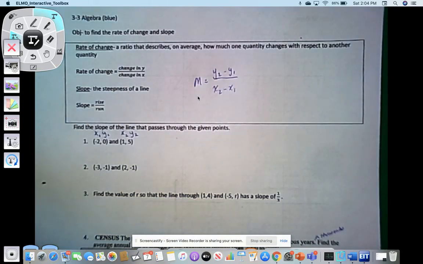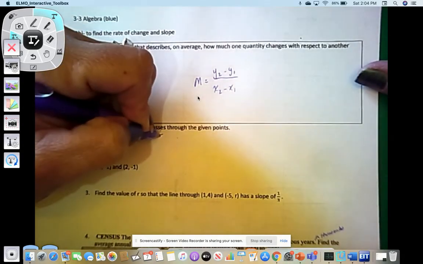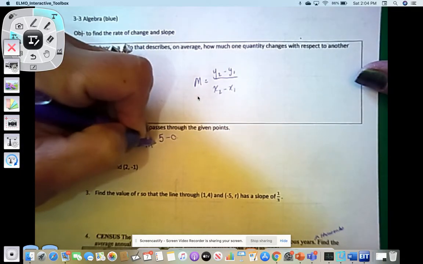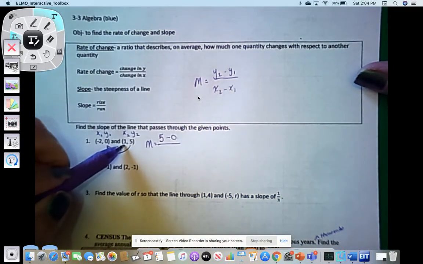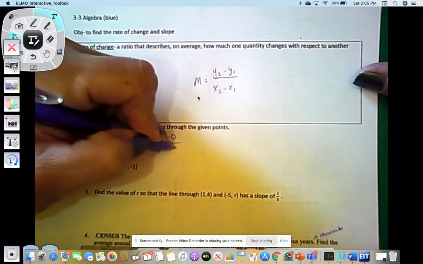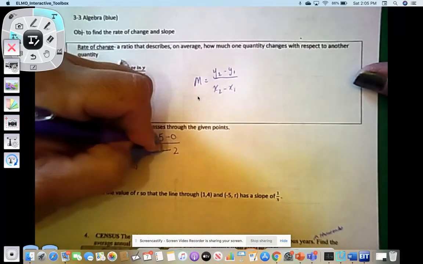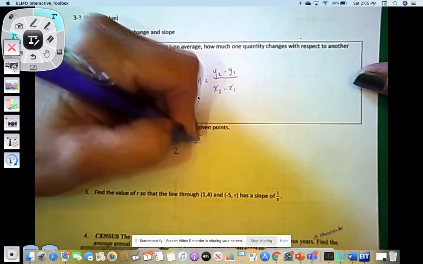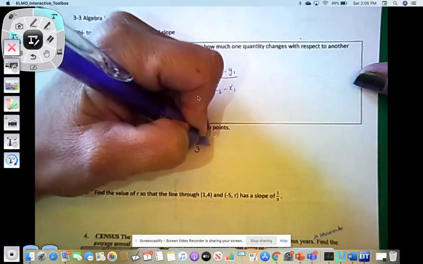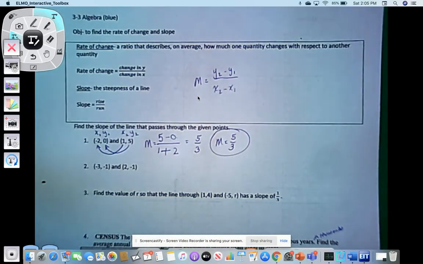Really, the most important thing is order. If you're going to go in this direction for your y, it's going to be 5 minus 0, so m equals 5 minus 0, then you have to go in the same direction for your x. So on the bottom, you're doing 1 minus negative 2. Pay attention to that 1 minus negative 2 part. That becomes a plus, and we're left with 5 over 3. So our slope is 5 over 3, which means if you were to graph those 2 points, you can get from one point to the other by counting up 5 and over 3.